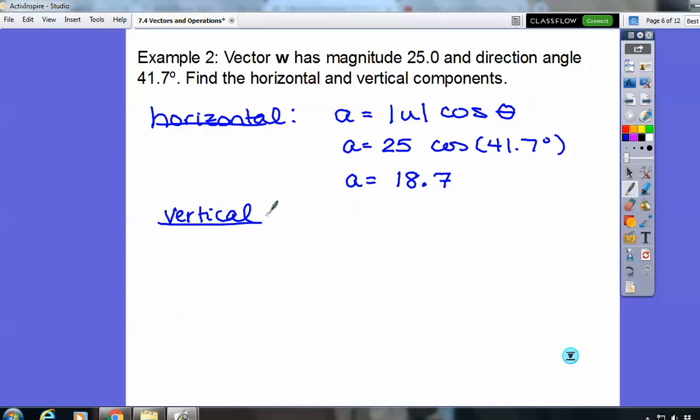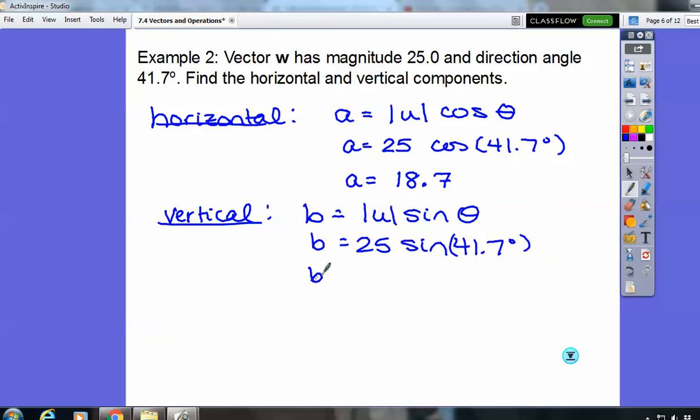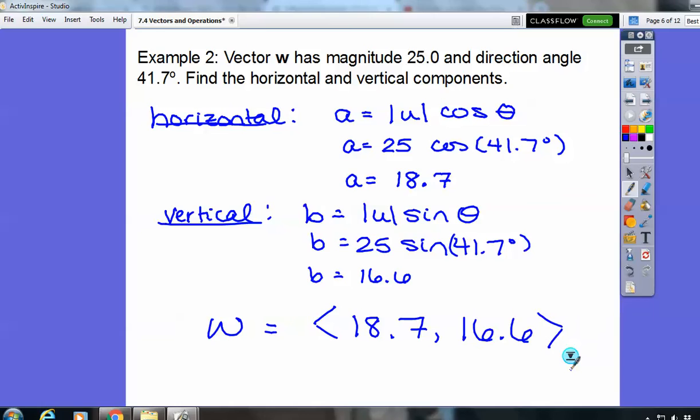So the vertical, that's your y, or your b as we're calling it here, is the magnitude times the sine of the angle. So 25 sine of 41.7 degrees. We got 16.6. So my actual vector W then is the vector 18.7, comma 16.6.